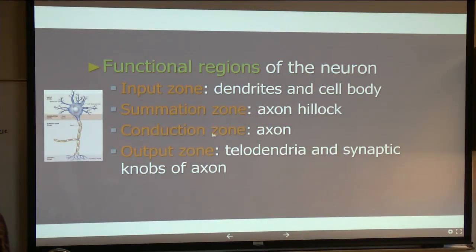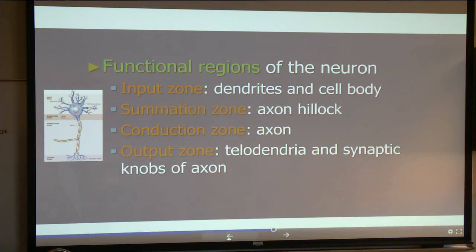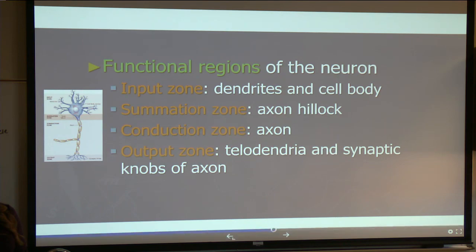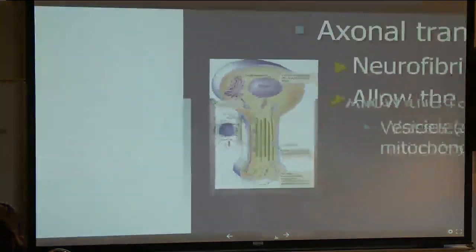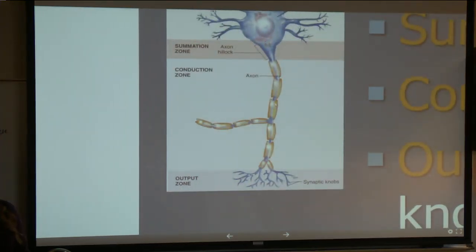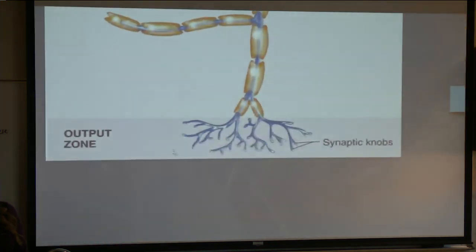Conduction zone, that's along the axon. That's where we conduct all the information towards the end of the neuron. And then output zone, that's where all the information finally leaves or is output. And that would be the telodendria and, of course, the synaptic knobs. So here, it's going to conduct down the axon, maybe down the axon collateral, and then ultimately reach the output zone, which is telodendria to the synaptic knobs, and then it'll go to the next neuron or some type of an effector.